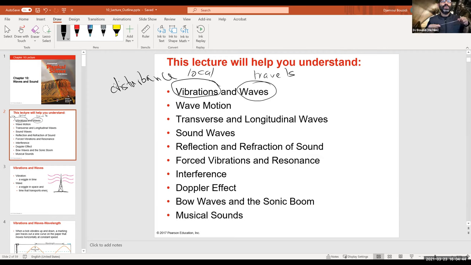Okay, so this is a string. At this point, there is no wave, unless I create a disturbance along its side, in which case it's going to travel. If I take a mass, for example, oh, here is a slinky.